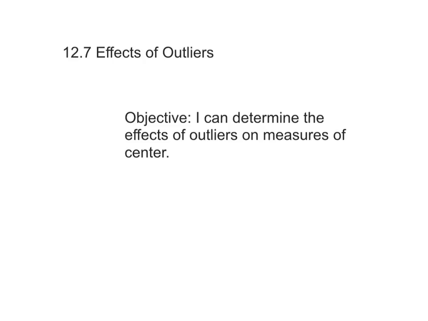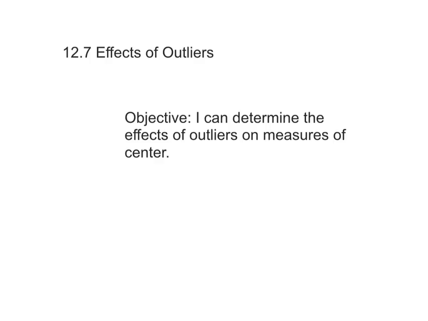This is chapter 12.7, the effects of outliers. Your objective for today is: I can determine the effects of outliers on measures of center. Now this word, measures of center, that's like the mean, median, mode, and range. So think about why we find the measure of center in a data set.